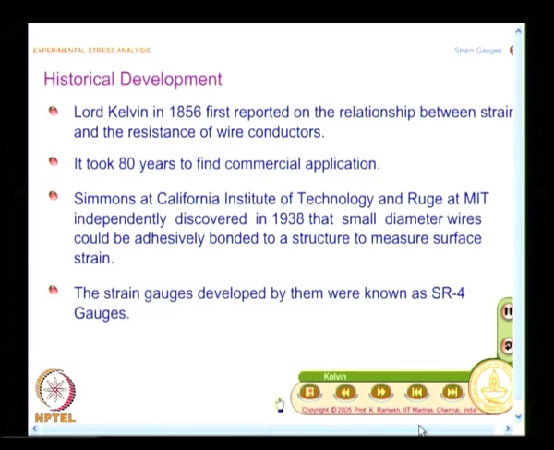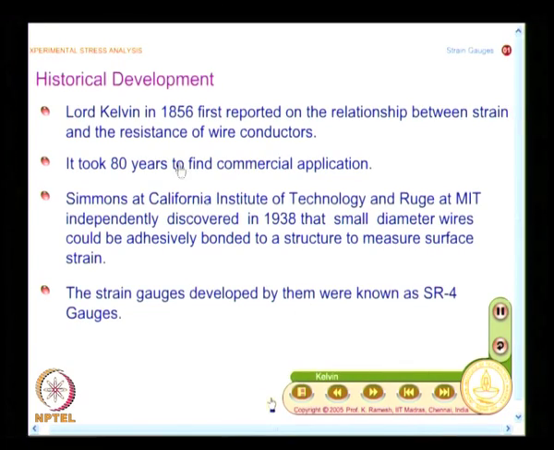Now, we will get into the details, and I have always been looking at the historical development of any of these experimental techniques. And we have already looked at, it was Lord Kelvin in 1856 who reported on the relationship between strain and the resistance of wire conductors. And you all know it took almost 80 years to find commercial application.